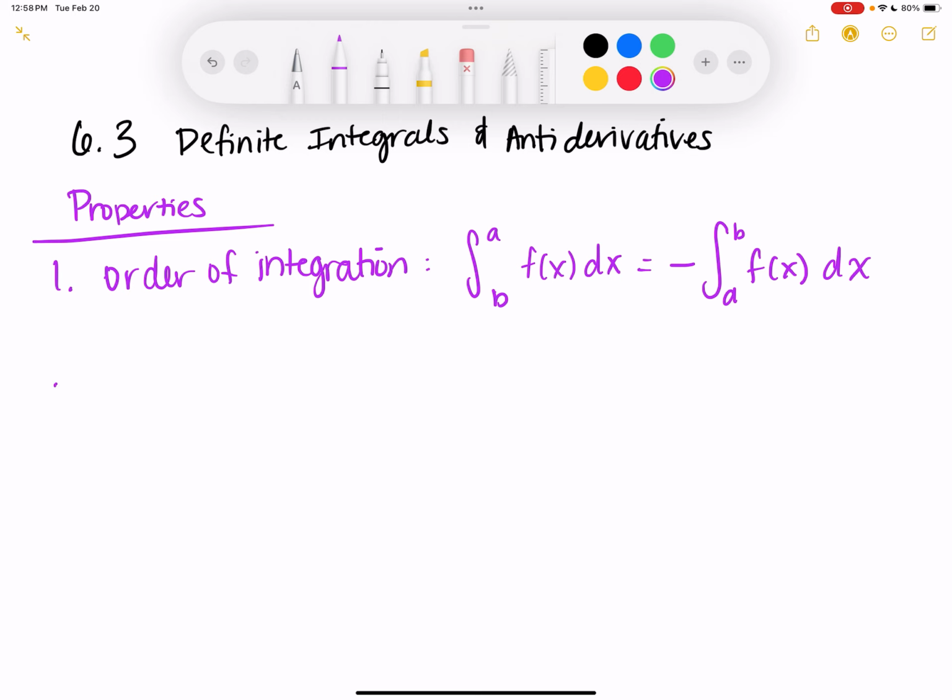But next one, zero. This just says that the integral from a to a of f of x dx is equal to 0. So essentially, if your interval is from 1 to 1, then it's got to be 0 because everything's going to cancel.